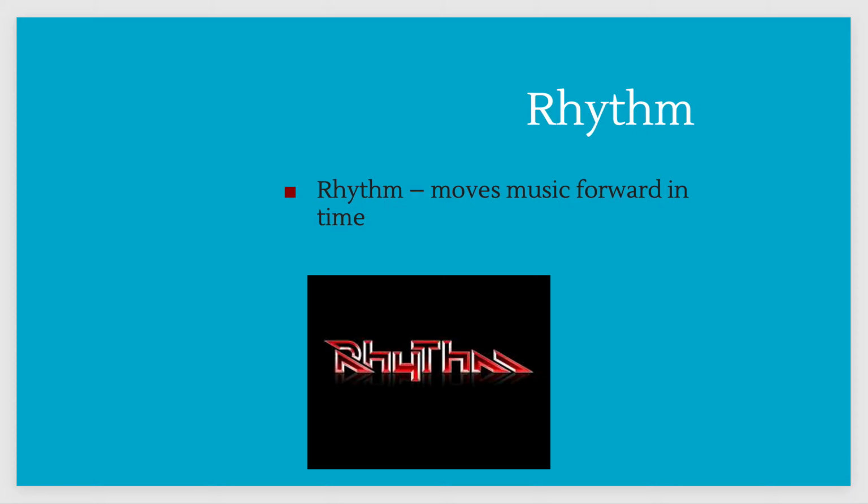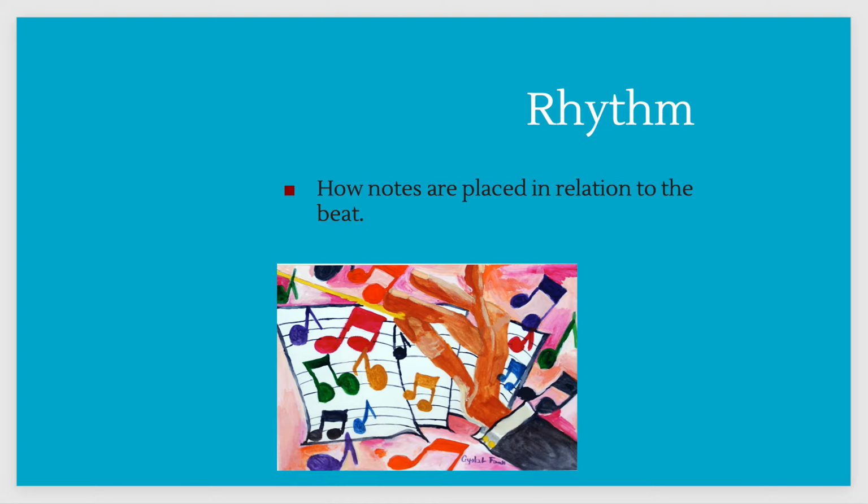like a metronome. And then rhythm is what moves the music forward in time. It's what makes it interesting. And rhythm is the way the sound interacts with the beat, moving with it or in opposition to it. So it's how the notes are placed in relation to the beat. So here are a couple examples.